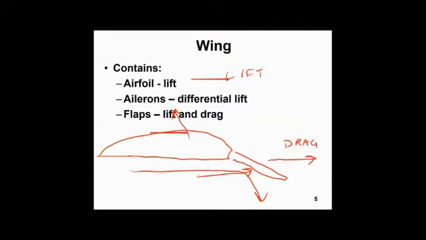So that means that we're going to have to either add power or nose the airplane down in order to maintain our airspeed. So flaps generate lift and drag, and of course this makes it really nice to come in and do an approach to land, because if we can fly at a lower speed, that's going to equal a shorter runway.